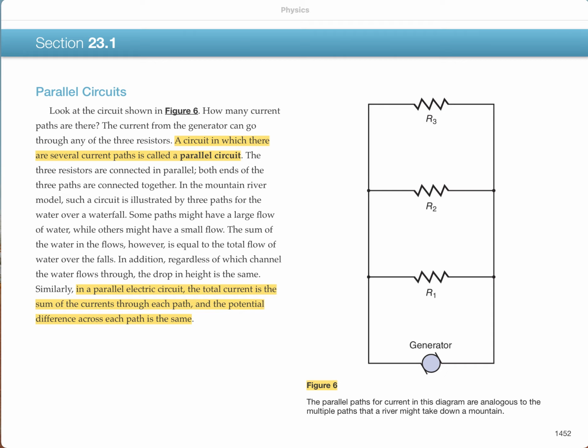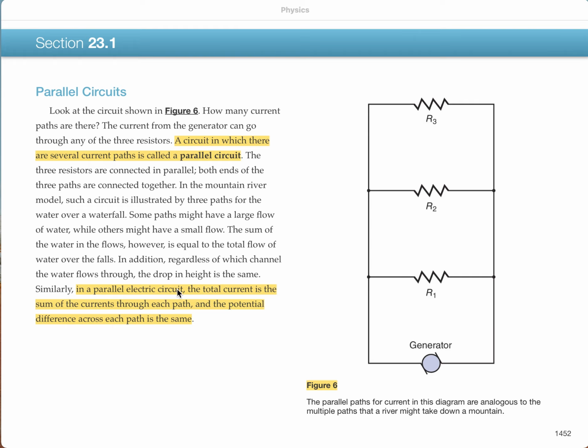This is for Chapter 23, Section 1, Part B, covering parallel circuits. Here in this figure is an example of a parallel circuit. A circuit in which there are several paths for current to flow is called a parallel circuit. Current can flow through resistor 1 and through resistor 2 and through resistor 3. So there are different currents, not one big loop like a series circuit.